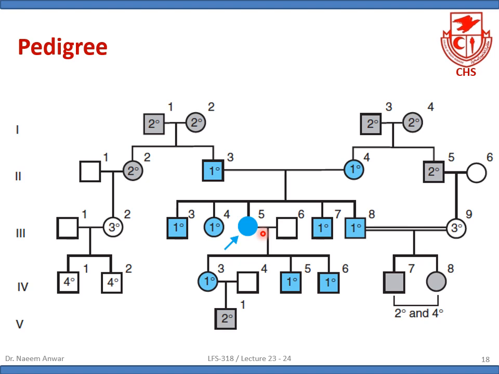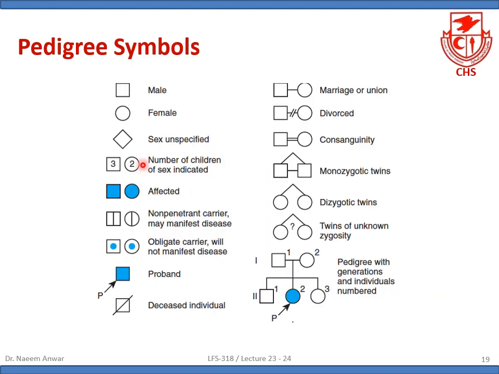So they trace the family and they draw this pedigree. Each symbol has a meaning. A square over here means that this is a male, the circle is a female. If there is a marriage, you will see this line. If there is a divorce, you will see these dashed lines. If you see some numbers, that is the number of children. If it's colored, then it is affected.